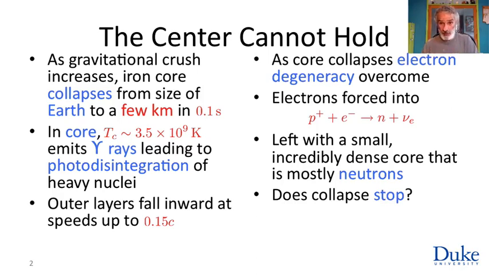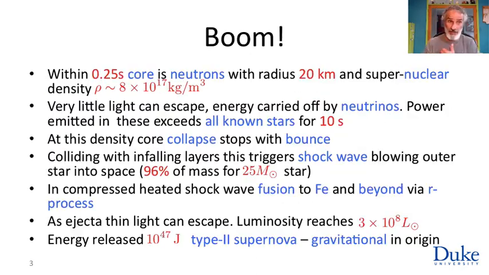Does this stop the core? What is left there? That'll be for the next video. In the meantime, what happens in the atmosphere? Well, within about 1/4 of a second, the core is converted to neutrons, and it has achieved this supernuclear density. Notice, 10^17 kilograms per cubic meter. The core is at this point so dense that even light cannot escape.